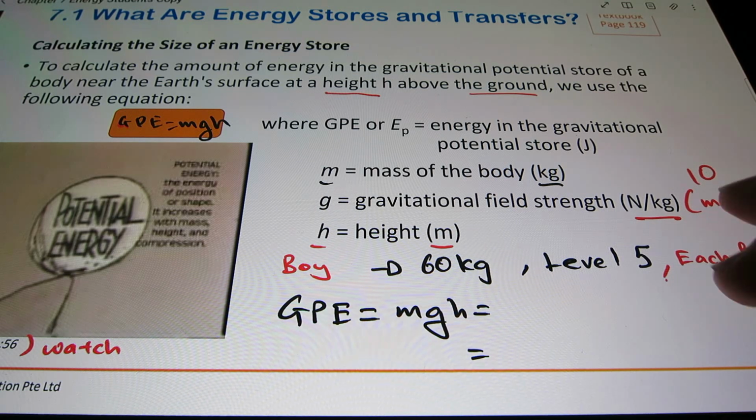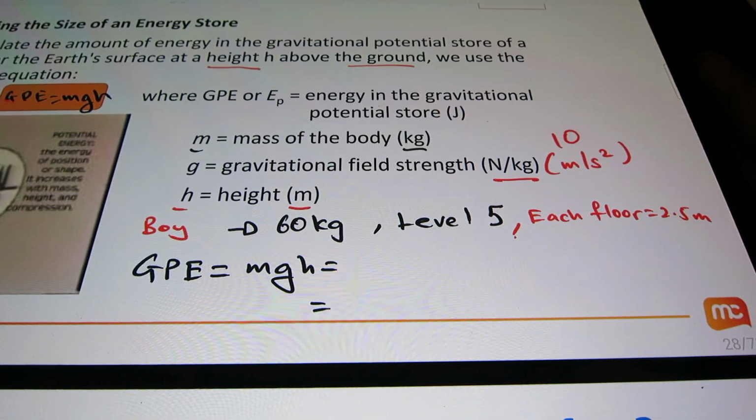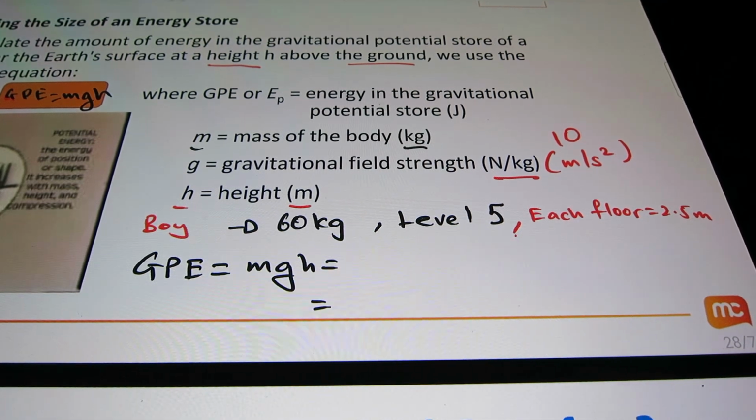Alright, so a simple example for you to calculate. I just give you a little bit of complication. You have to think about it. I have a boy, 60 kilograms. He climbs up from level 1 all the way to level 5, and each floor is 2.5 meters tall. Please calculate the gravitational potential energy that the object, rather the boy has. Alright, so pause the video now. Make sure that you do the calculation before you come in and check.